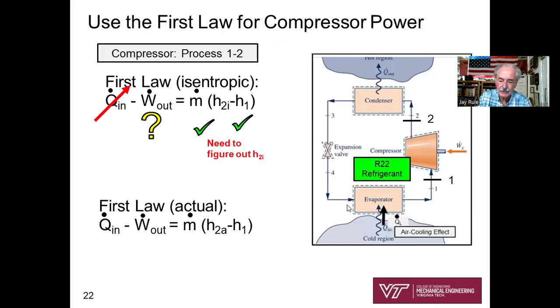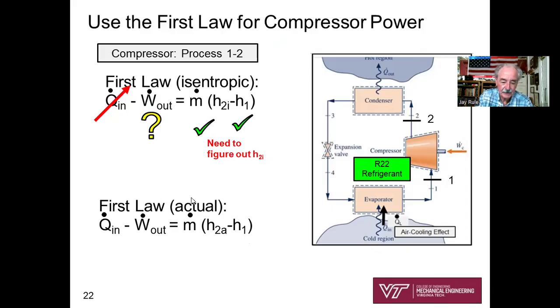Let's write the first law. Q dot into the compressor, zero, adiabatic, minus W dot out. That's what we're looking for. M dot, we just found it. H2 isentropic, H2I. Okay. We're going to figure out a number for that somehow, but H1 we have a number for. We've already found it.